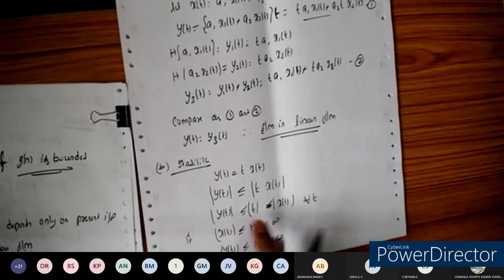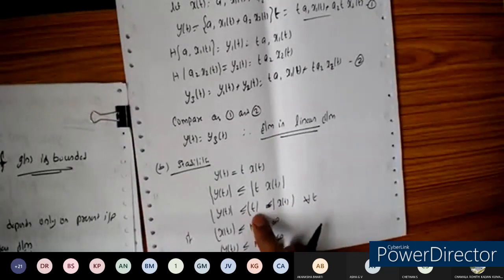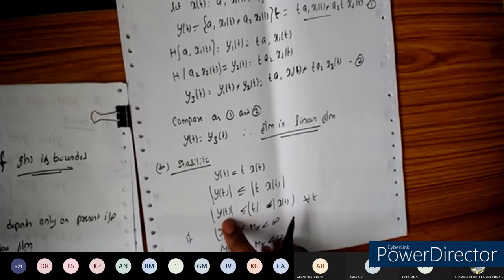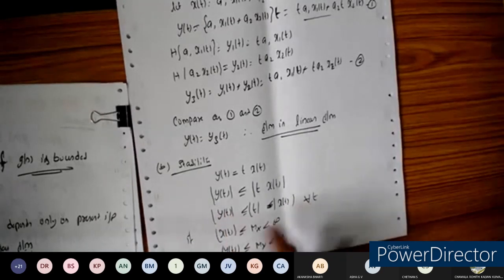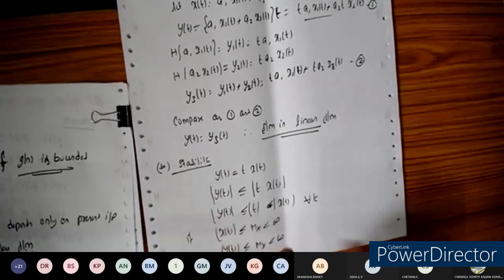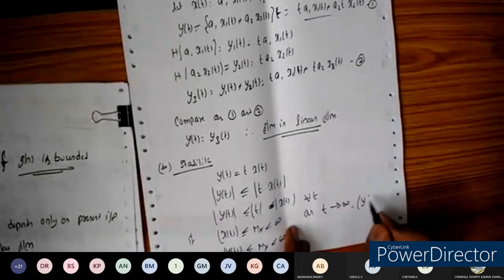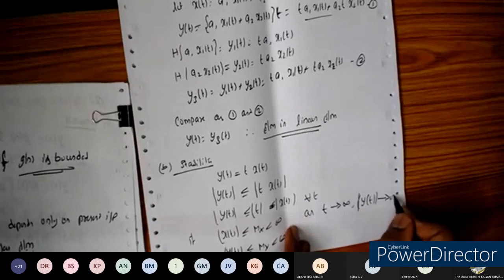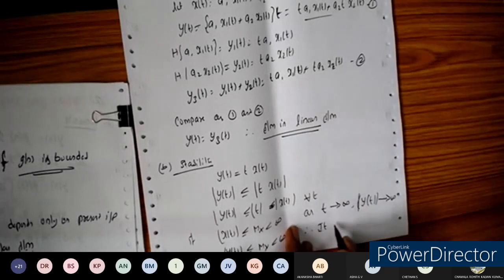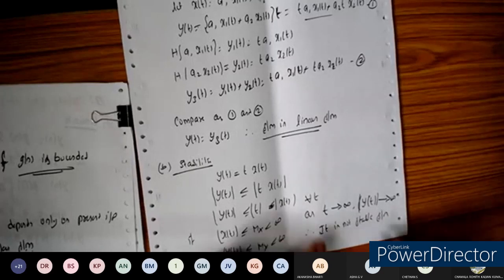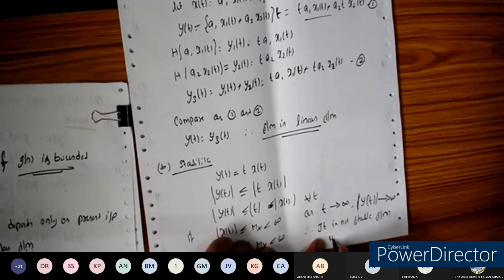Suppose t tends to infinity. What happens? Since you are multiplying by t, as t tends to infinity, the value of y of t will become equal to infinity. So we can say that this system is not stable. Why is it not stable? Because as t tends to infinity, the magnitude of y of t tends to infinity. Therefore it is not a stable system, or it does not satisfy the stability property. It is an unstable system.